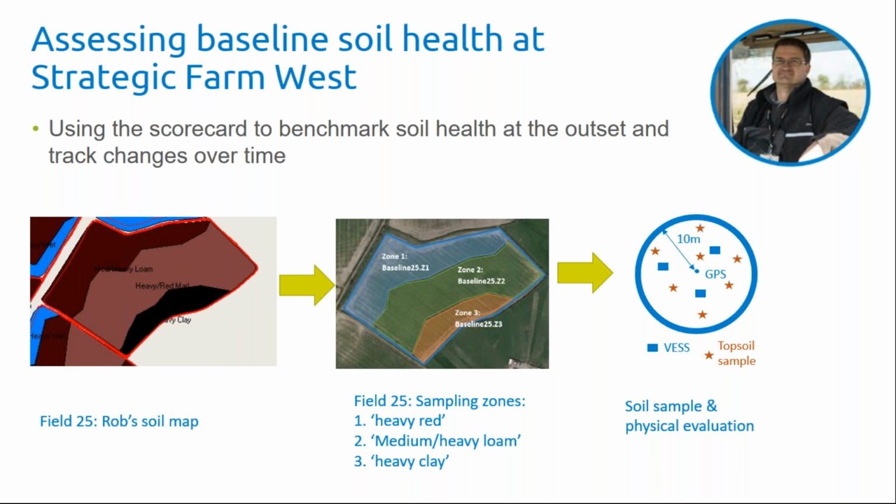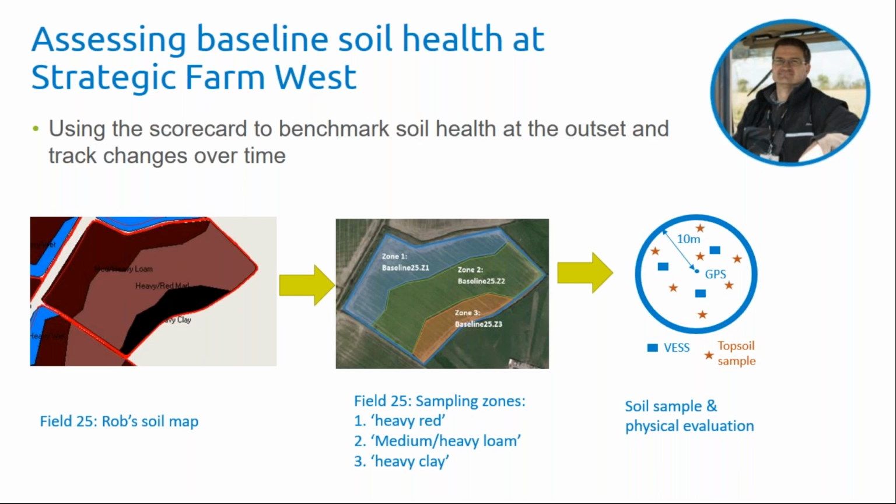Again, at the outset, last spring, 2019, we used Rob's soil maps to understand how soils varied within individual fields so that we could split them up into management zones. That way, when we go back to sample a completely different area of the field in 3 or 4 years' time, we don't think, oh, we've got an improvement here, when actually it's because we've gone to a different texture.